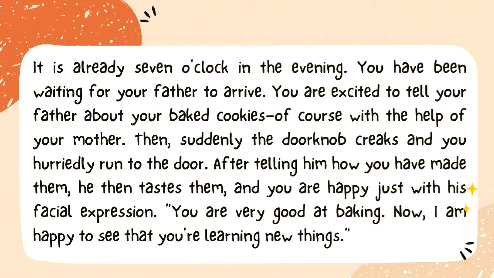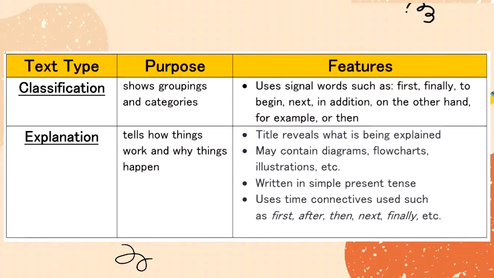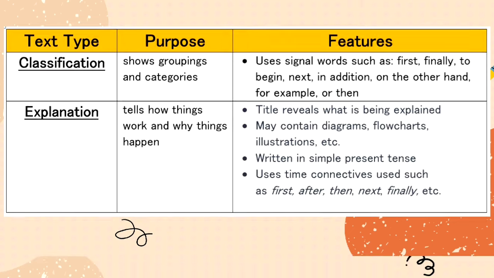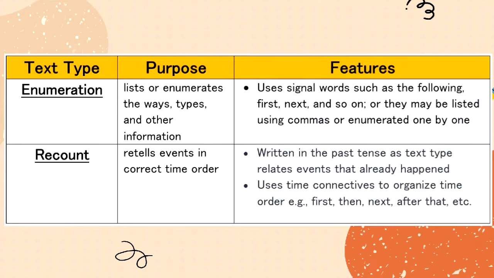So the type presented is a recount text. The details are arranged in chronological order or in time order. The transition or signal words used are then and after. Okay, in order for you to better understand the different text types, be sure to read and study this table. The different text types and their purpose and features. Classification text, explanation text, enumeration text, and recount text.